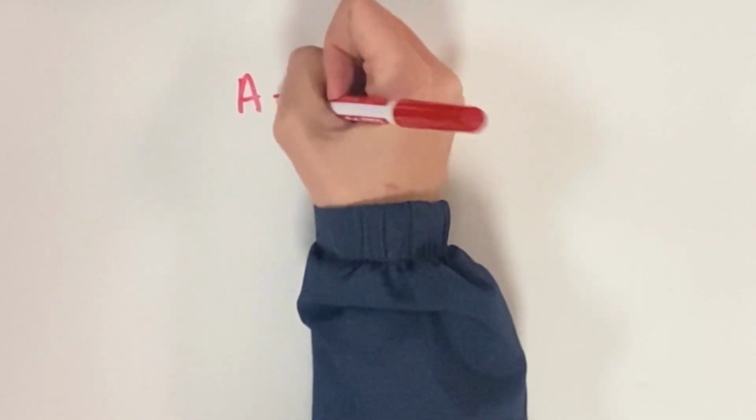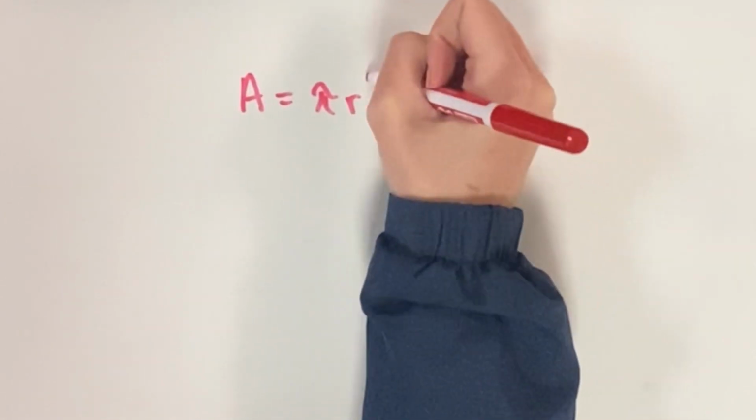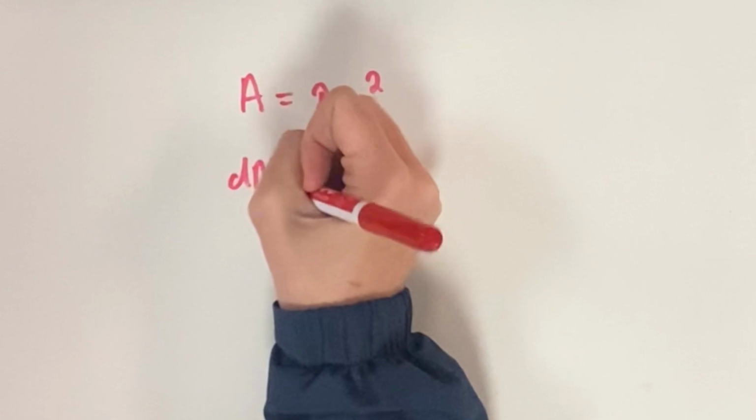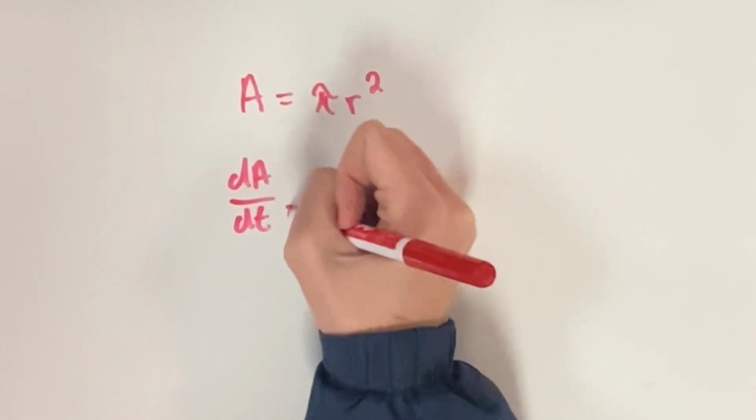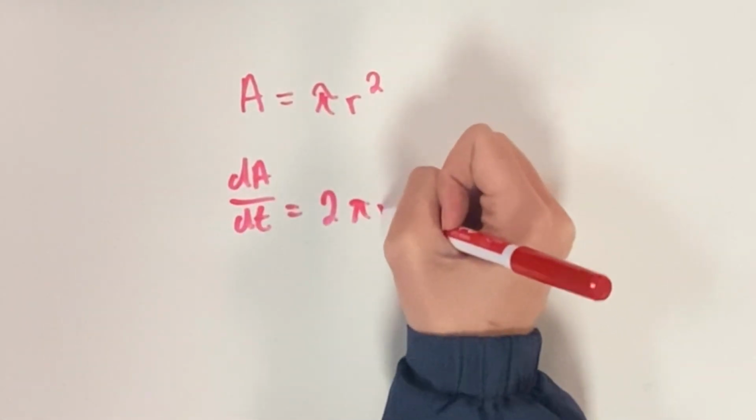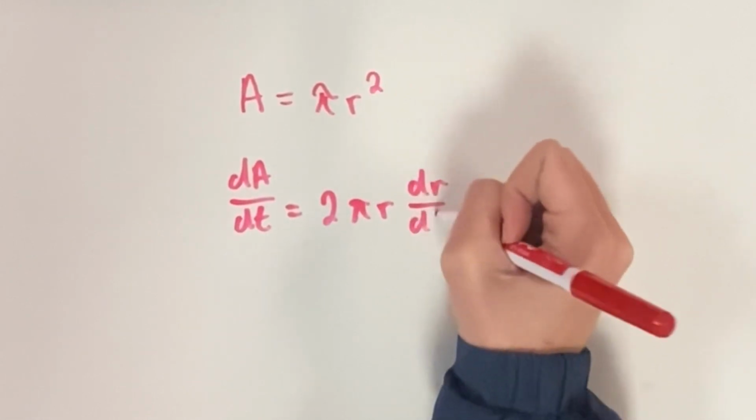To solve the problem, our first step will be to find the derivative of the area formula. We will use the power rule to do this. After using the power rule, we are left with dA/dt equals 2 pi r times dr/dt.